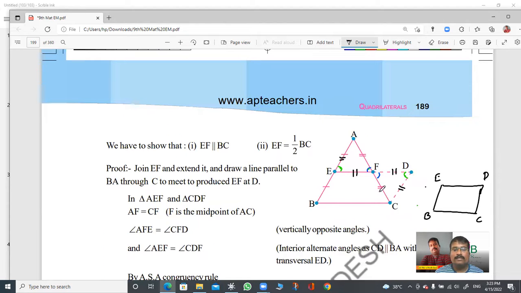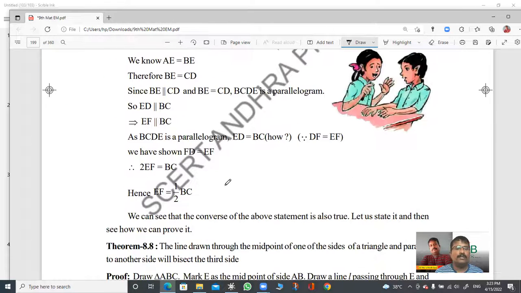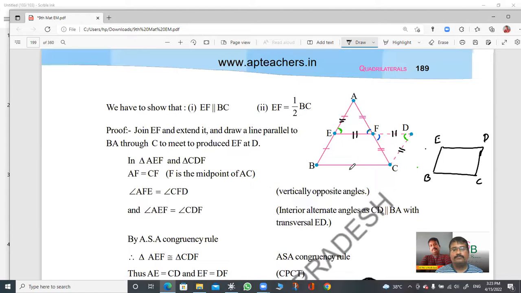And ED is parallel to BC, so EF is also parallel to BC. Since BCD is parallel to ED and ED is equal to BC, BCDE is a parallelogram, no doubt about that.